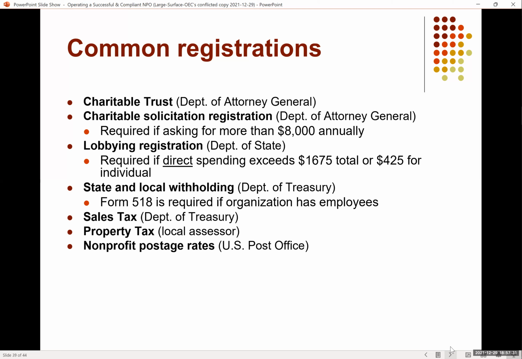But if you have a secondary state and you get a lot of money from there, I would just go ahead and find out how much it costs to file. In Michigan, it's free. I think in New York, they charge. So you have to find out by state what you have to do. Another thing is if you do lobbying, and this is a whole different trick bag, if you're doing direct lobbying spending and it exceeds $1,675 or $425, you have to register. In Michigan, it's with the Department of State.